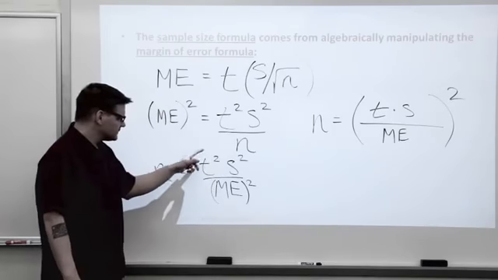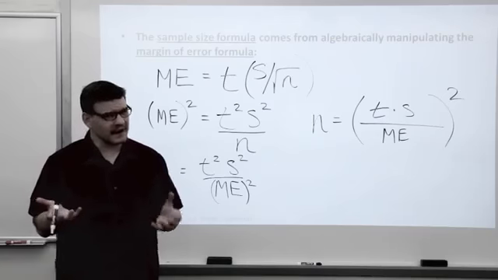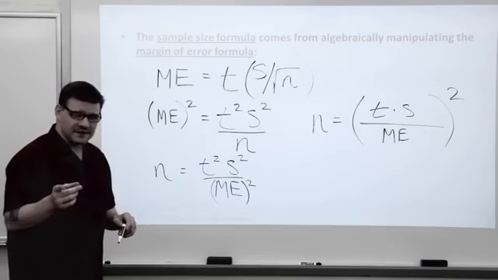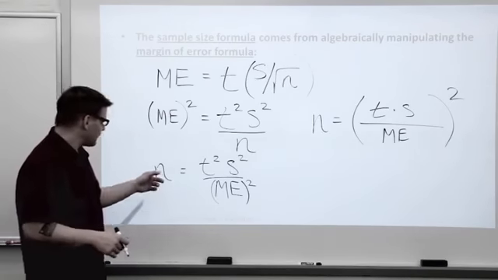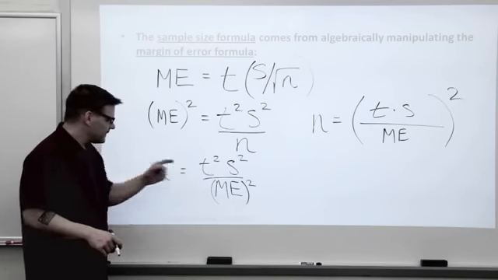This t number is based on degrees of freedom. Remember, we have to go to StatCrunch and get that critical value t, and it's based on degrees of freedom, which is based on sample size. And we're calculating sample size. So we have a little bit of a problem here.